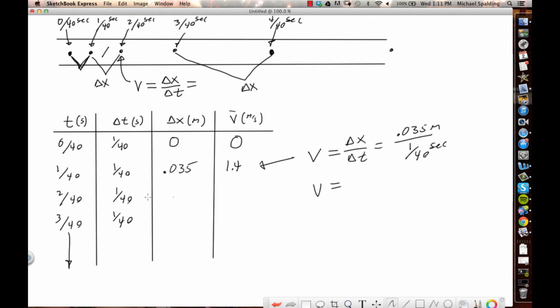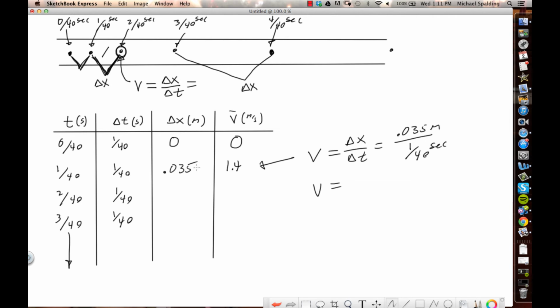Okay, then you go to 2/40ths. How do you find the velocity at 2/40ths? Well, you first have to measure your delta x, which is this in here. So 2/40ths is right there, right? So you measure this delta x and then divide by the time, which is 1/40th. Does that make sense? Okay, go to the back page of the lab.